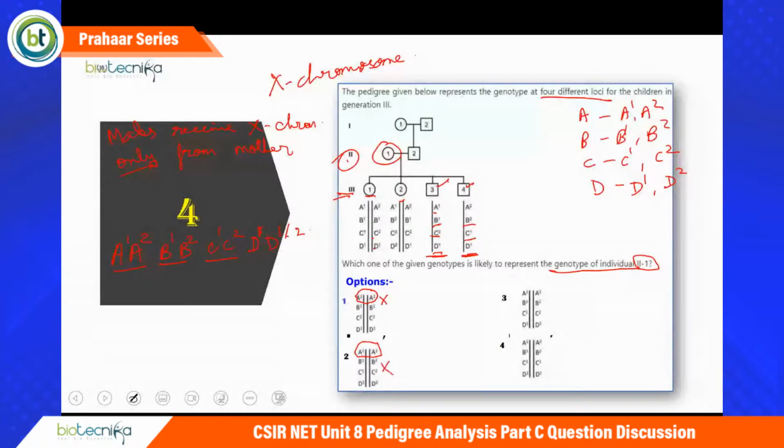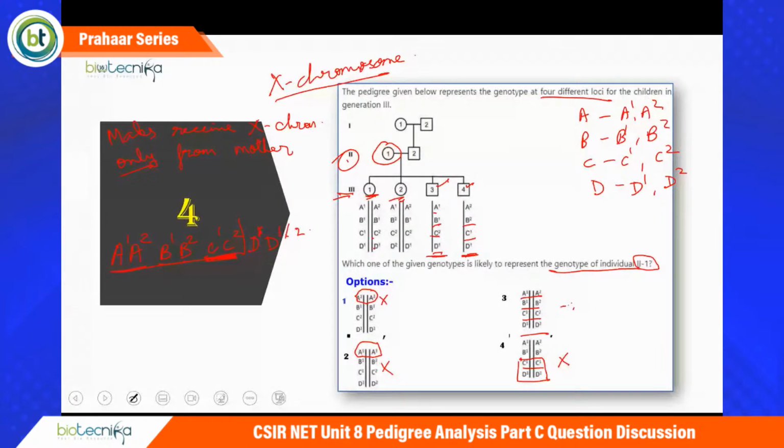Till C we have already confirmed that it is heterozygous. Let's quickly confirm whether D is also heterozygous or not. How do we confirm that? For that, you have to look at the females here. 1 and 2 are females. Since it is the X chromosome, females will get 1 X chromosome from the mother and 1 X chromosome from the father.